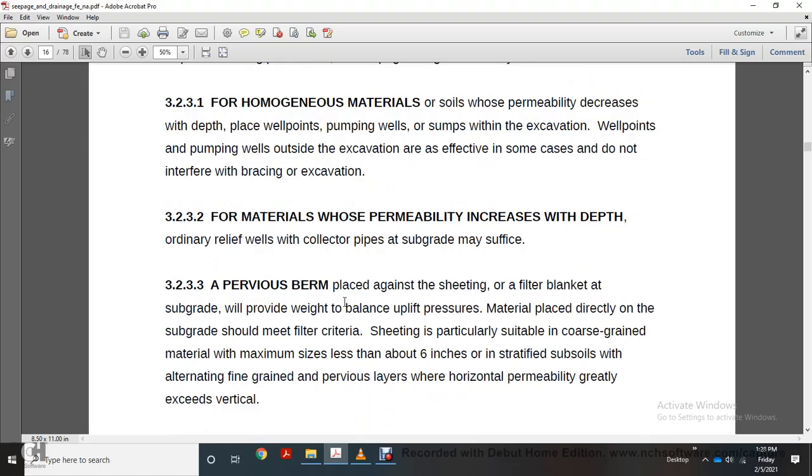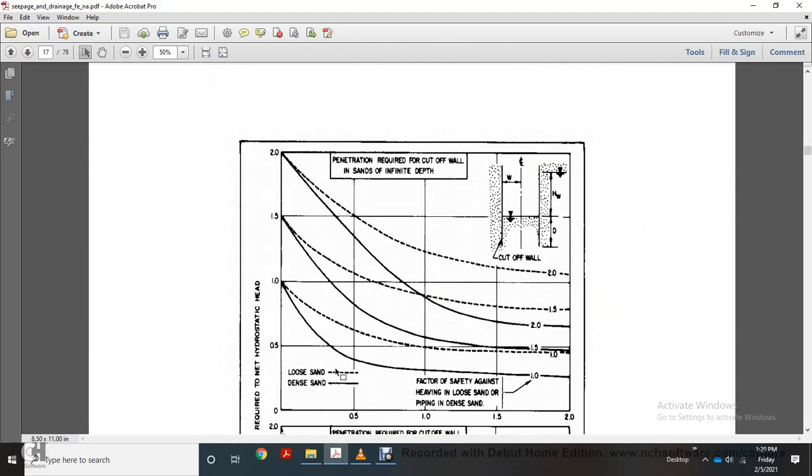For materials whose permeability increases with depth, ordinary relief wells with a collector pipe may be used, or a pervious berm placed against the sheeting, or a filter blanket at the subgrade, will provide the weight to balance the uplift pressure. Material placed directly on the subgrade should meet the filter criteria for the sheeting, particularly suitable for cross-grained material with a maximum size less than 6 inches. In stratified subsoils with alternating fine-grained and pervious layers, the horizontal permeability gradient exceeds the vertical.